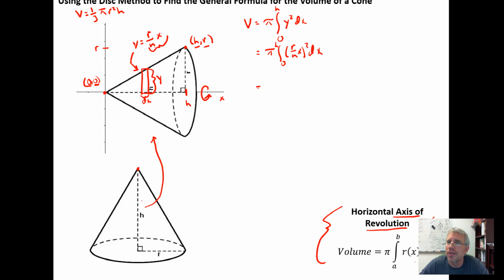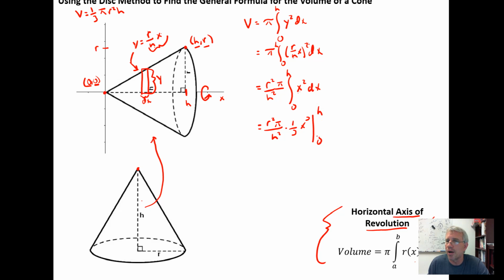So I can simplify things a little bit here. I want to recognize that r squared over h squared is a constant and can be factored out front. So I can factor an r squared over h squared out with the pi, and it's times the integral from 0 to h of x squared dx. And now I'm ready to integrate. So I get r squared pi over h squared. The antiderivative of x squared is just 1/3 x cubed, and I'm evaluating from 0 to h.